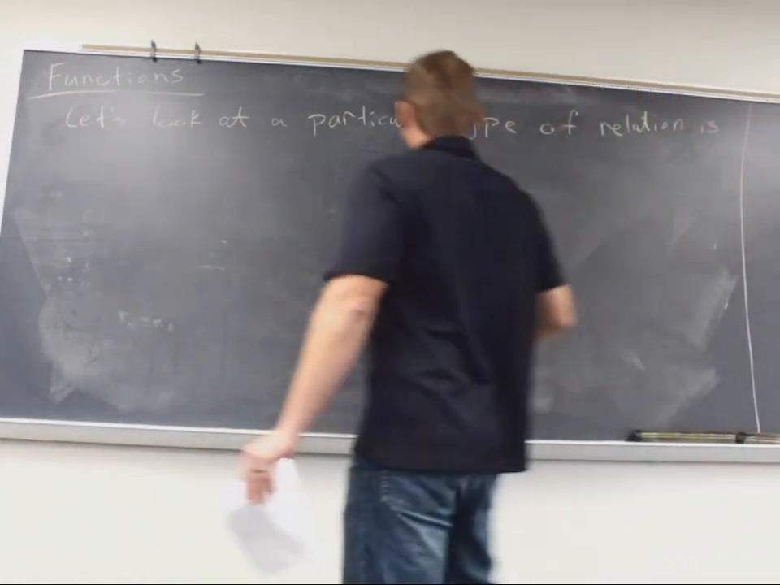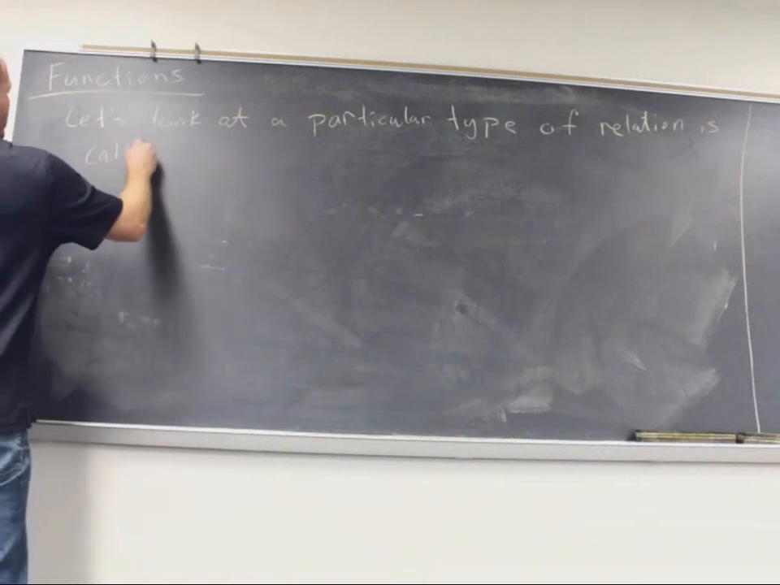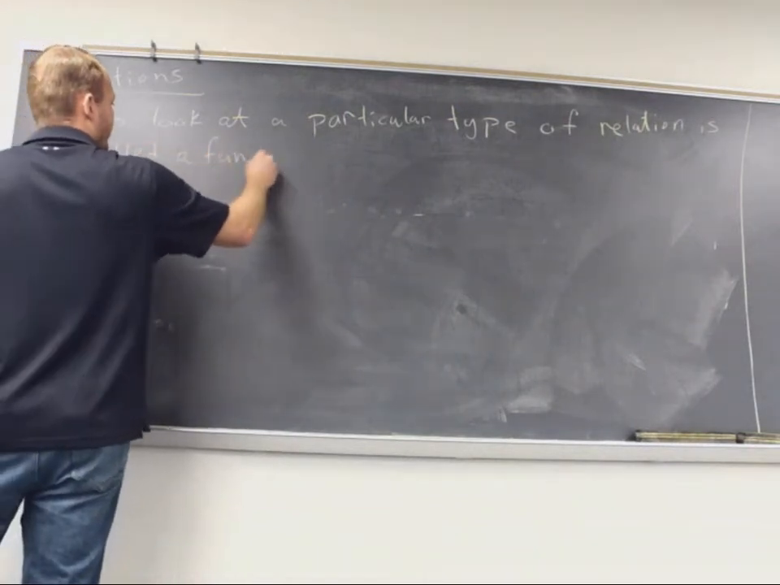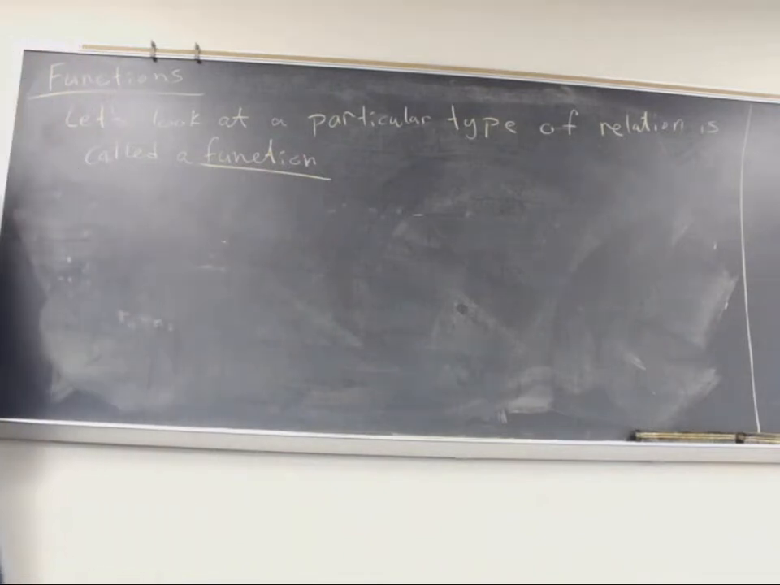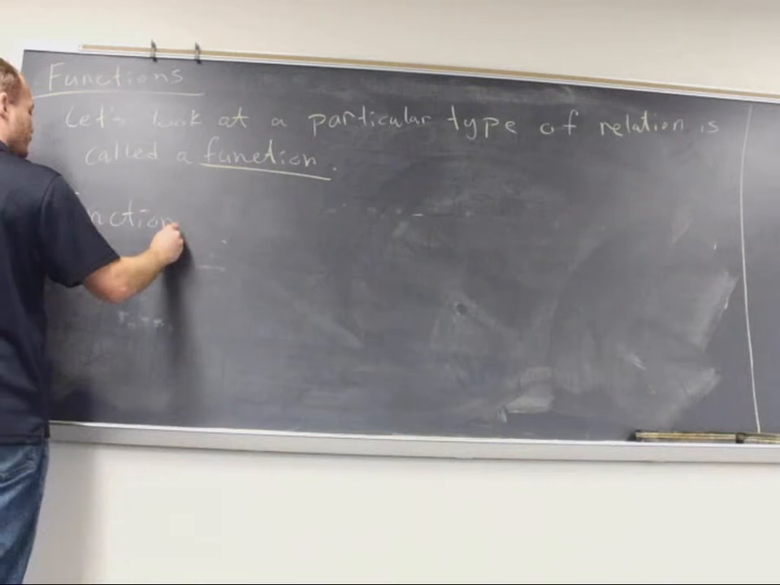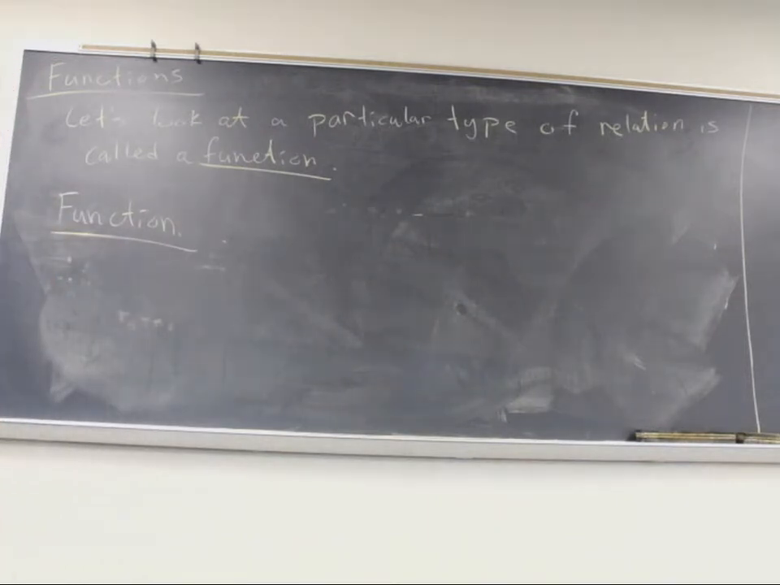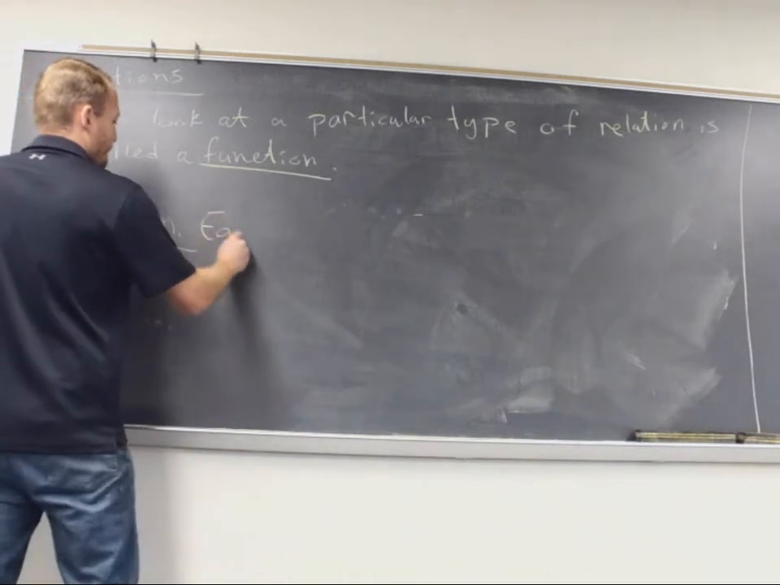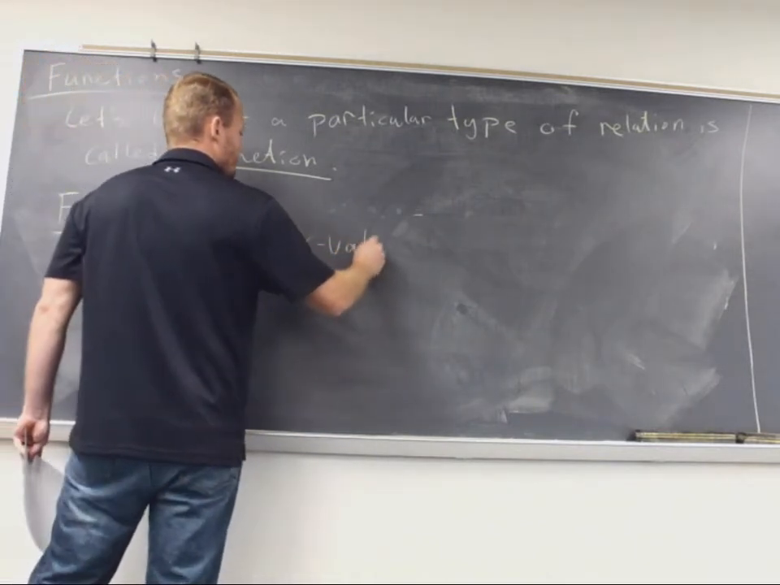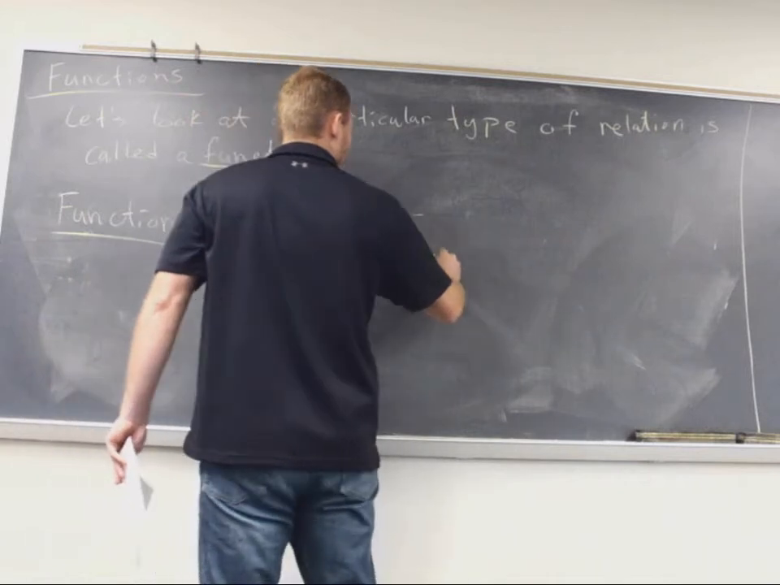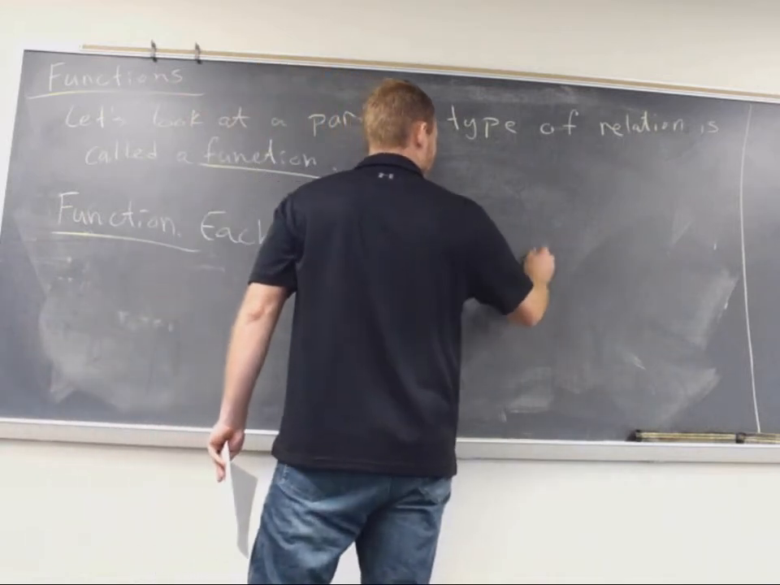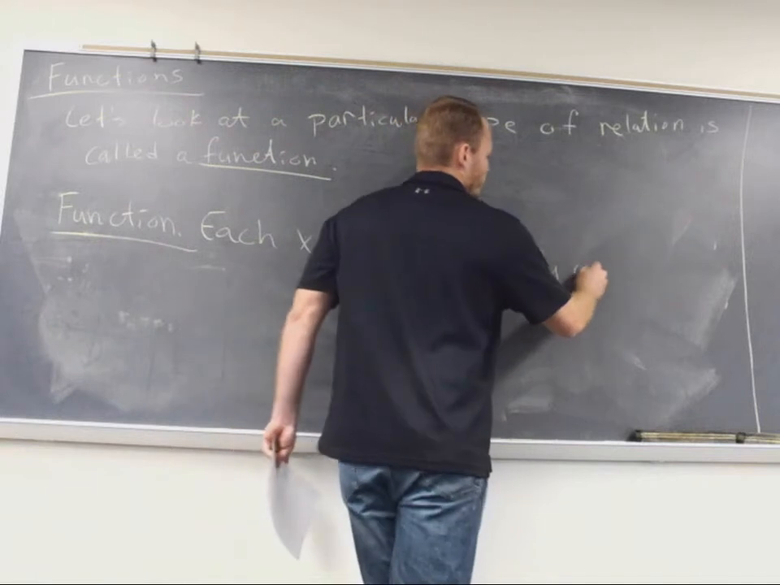Is called a function. All right, that's the definition I'm going to write. So a function, and to keep it as simple as possible, a function is simply each x value has exactly one y value. Each x value has exactly one y value.